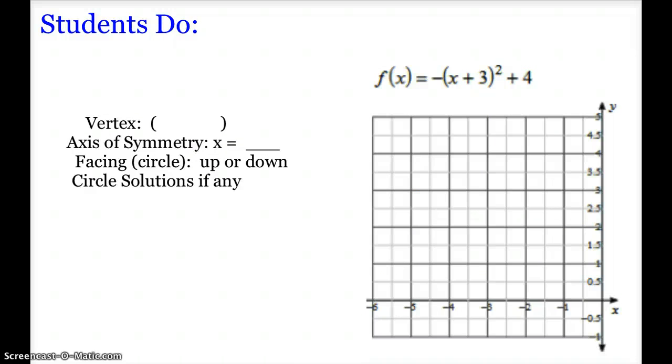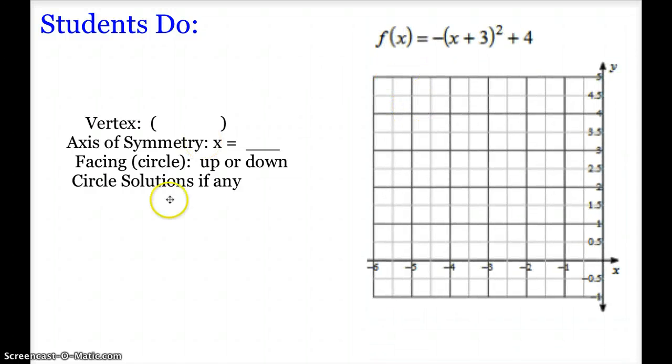Let me write this out a little bit neater so it doesn't look so confusing. Okay, so there's the formula. Again, we should have the h value here. This is the h value, not the negative h value. So I'm going to do the opposite of this value. And then the k value here. This is also my h value. Again, my axis of symmetry is my h value.